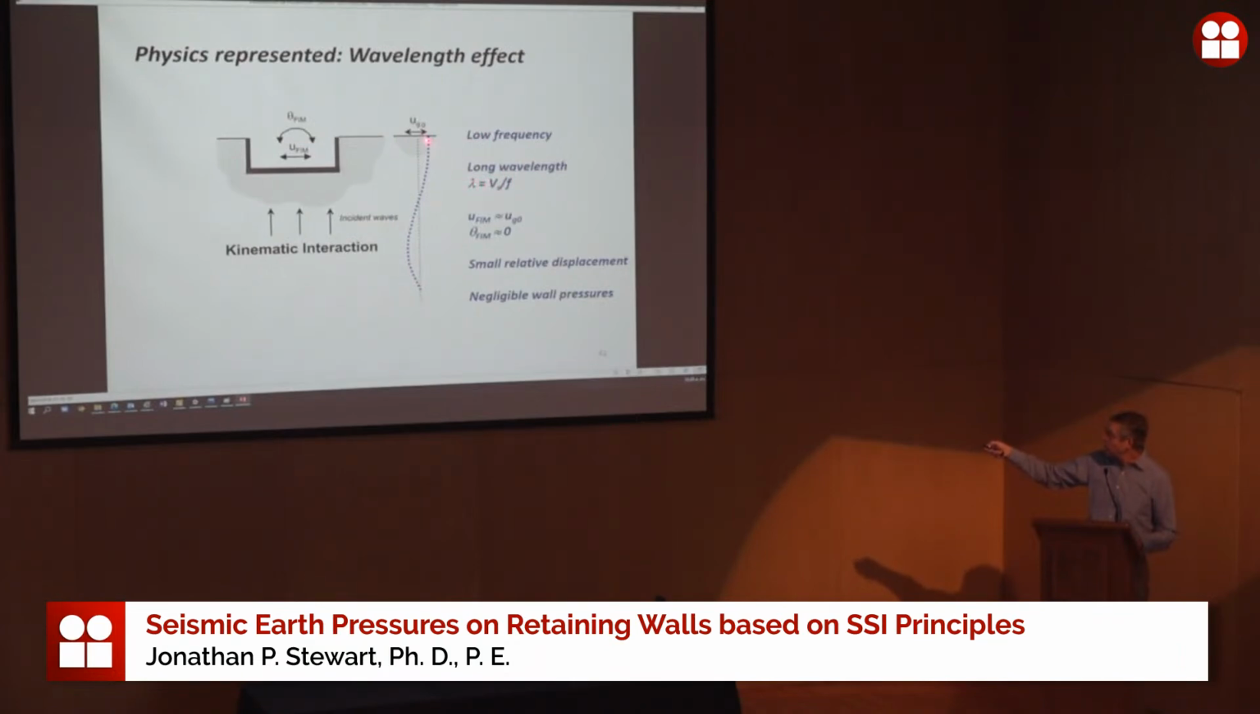And if that's the case, you can just see here with your own eyes that the displacement of the free field doesn't vary that much over the height of the wall. So the UFIM and the UG naught are going to be very similar. There won't be much rotation. The theta won't be much, and so there's really very little kinematic response of the wall under these long wavelengths. So there's small relative displacements and there's negligible pressures.